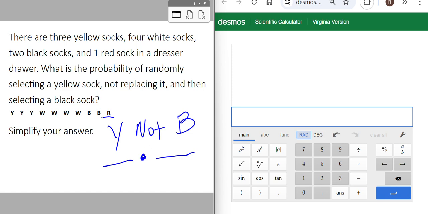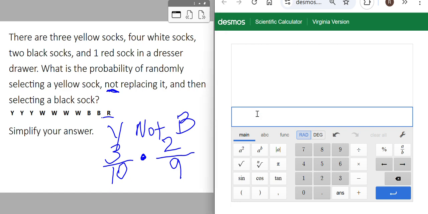So first of all, let's count and see how many we start with. 1, 2, 3, 4, 5, 6, 7, 8, 9, 10. So there are 10 possibilities, and how many of those are yellow? 3, because I have 3 Y's up there. But then she doesn't replace a sock, so now I only have 9. And I need a black sock, and there's only 2 of those. So we have 3 over 10 times 2 over 9.